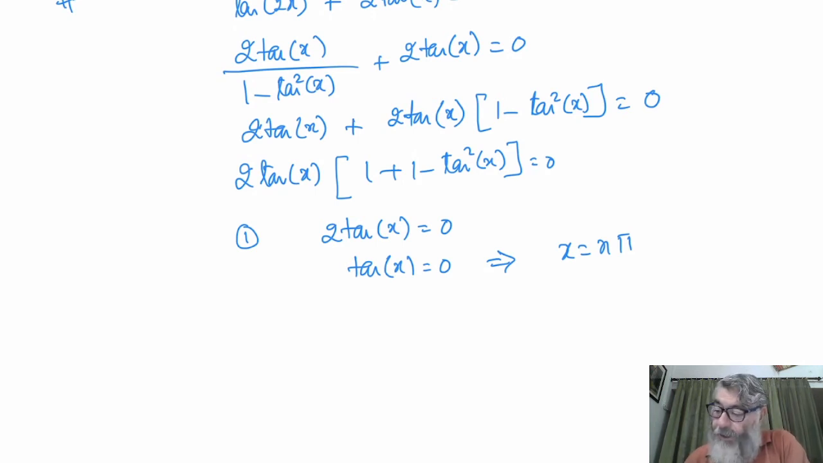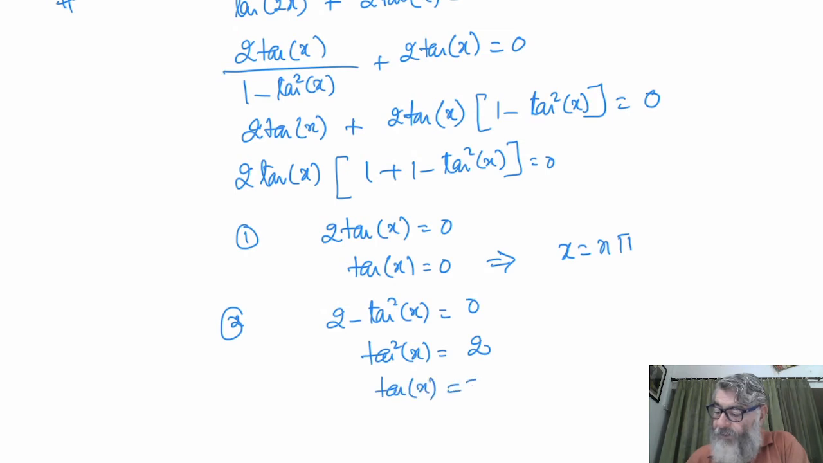And second one is 2 minus tan square x is equal to 0, or tan square x is equal to 2. So tan x will be plus minus root 2. Again, what will happen is this value will come as x is equal to n pi plus minus tan inverse root 2.